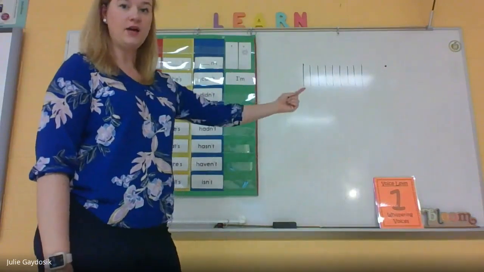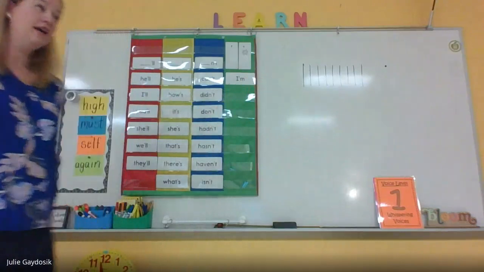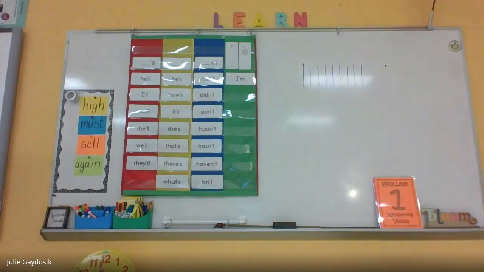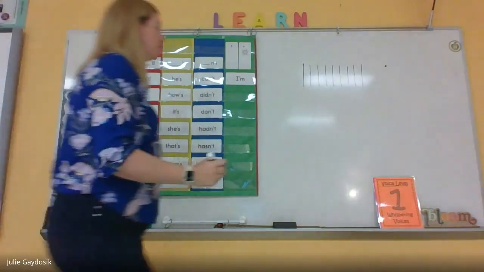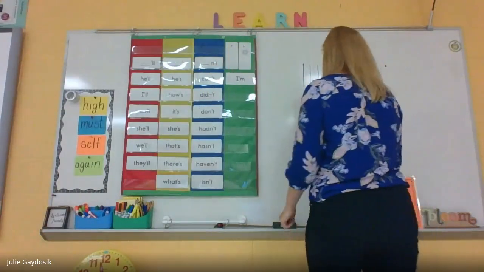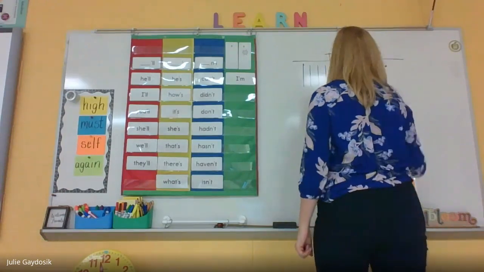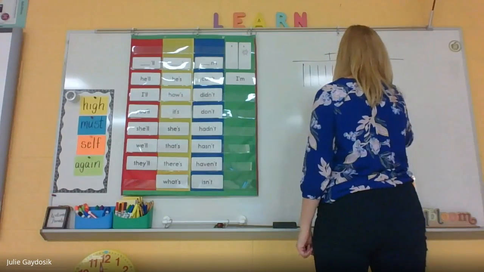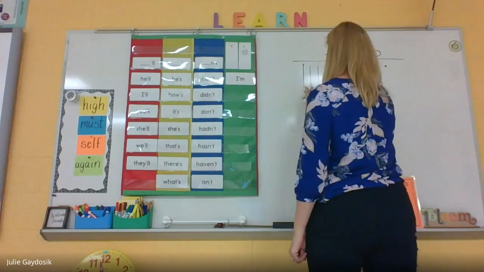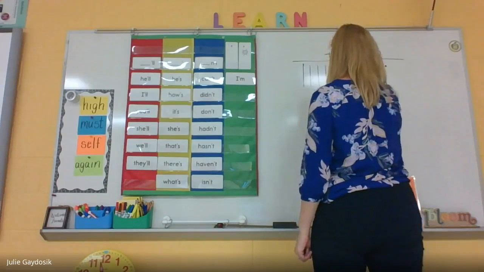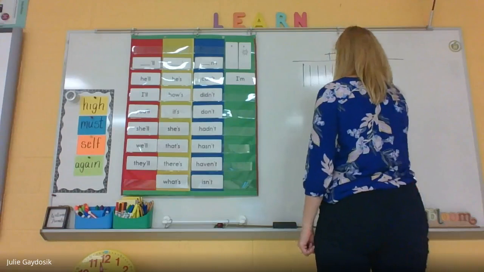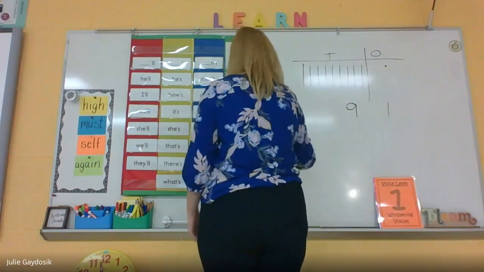There's my base 10 blocks. There's my tens and my ones. Okay, my tens and my ones. So this time, I'm going to draw a tens and ones chart over it. Determine how many ones I have. Count my tens. My number should be 91.